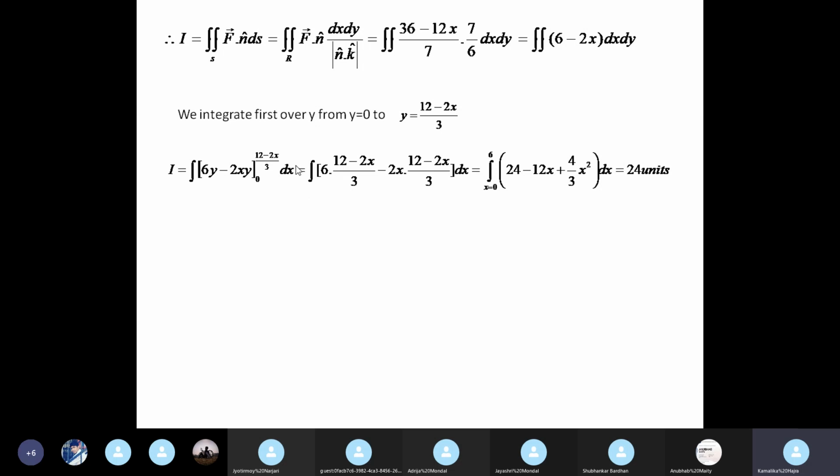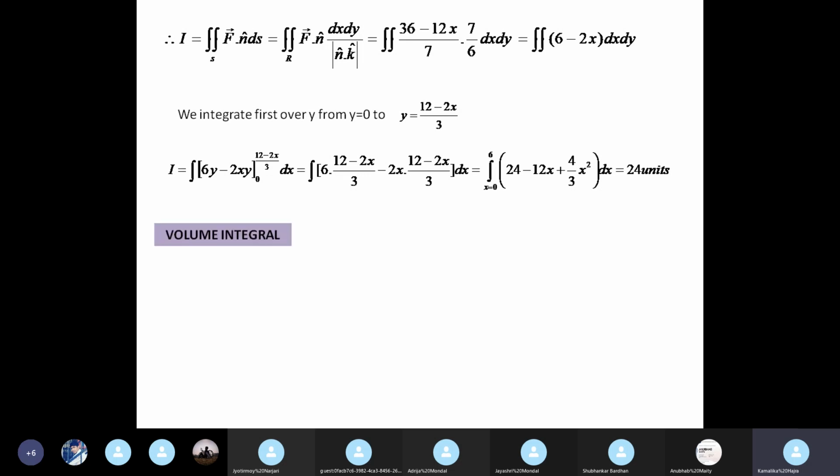Okay, so we first integrate over y, which goes from 0 to 12 minus 2x by 3. So we have 6y here minus 2xy. So in place of y you put its limits, and this is the final expression that you get, and then it's easy, you just integrate for x from 0 to 6 and the result will be 24 units. Okay, so these are the steps that you need to follow in order to do a surface integral.